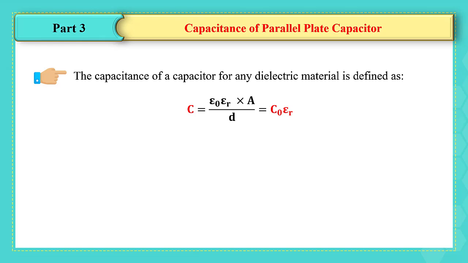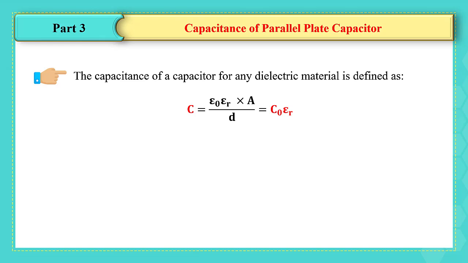The capacitance of a capacitor for any dielectric material is given by C is equal to, instead of epsilon, I'm going to substitute this equation. Epsilon is equal to epsilon 0 times epsilon r. I'm going to substitute it here. Then the capacitance C will be equal to epsilon 0 epsilon r times A divided by D.